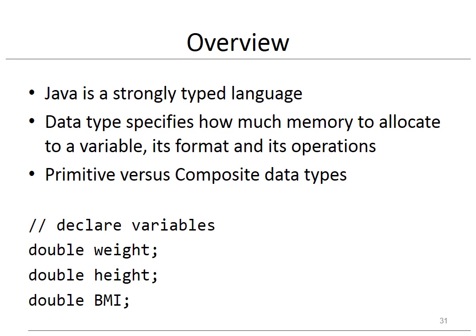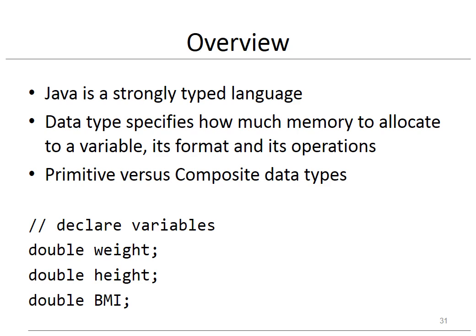Java is a strongly typed language. In other words, every variable should be carefully defined before it can be used. A data type specifies how much memory to allocate to a variable, its format, and the operations that can be executed on it. A further distinction can be made between primitive and composite data types. A primitive data type is a basic building block supported by Java. A composite data type is a composition of primitive or non-primitive data types.